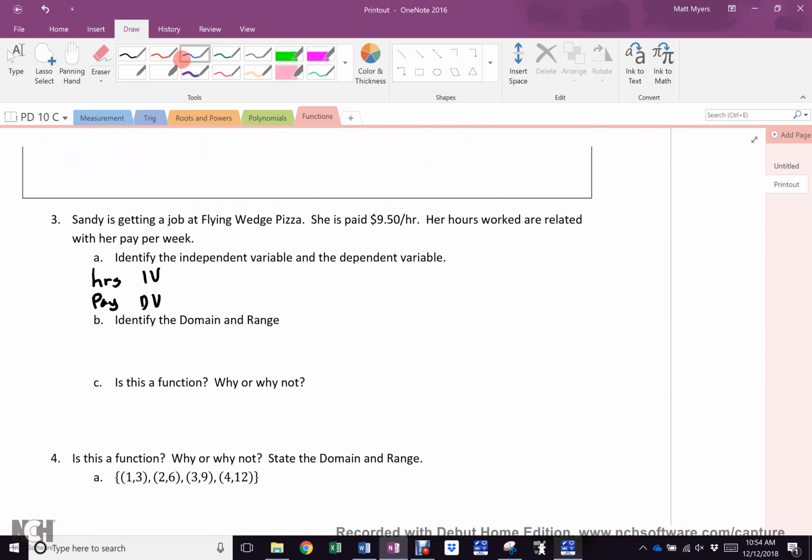Hours. What are the possible amount of hours I can work in a week? Can I work 0 hours? Yes. 0. What's the maximum amount of hours I can work in a week? Many of you probably won't know this. Before I start getting paid overtime, what is it? 40. My domain is 0 to 40. Everybody cool? All right. Now, can I work fractions of those hours? Yes, of course I can. But for our arguments, we are going to say she only works whole hours. Everybody cool? Okay.